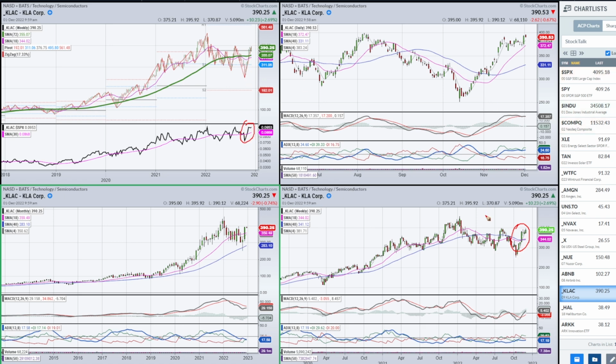Now, because we're up against this resistance zone up here around 400, I would love to see this form a red bar, a pause bar, or something like that, and then get through this 400 area. And I think this is definitely one to watch, especially if you're looking to add on something in the technology area, in the big cap technology area.